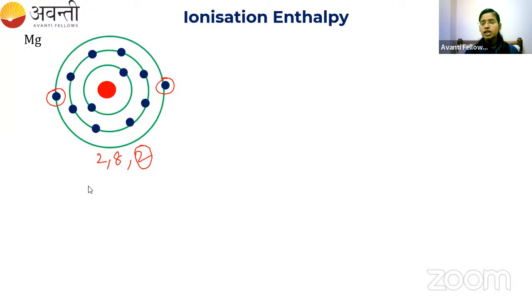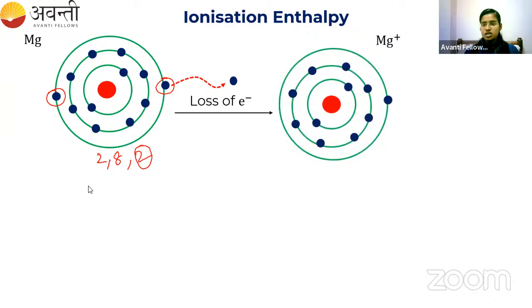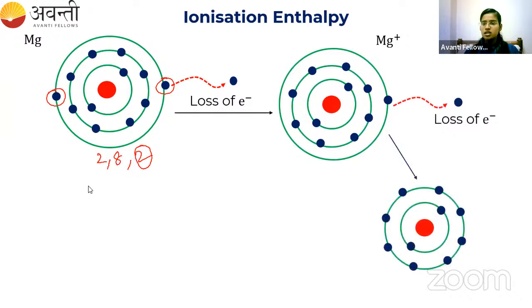First of all, what I need to do? I have to remove the first electron. For example, let me say I'm going to remove this electron. Loss of this 1 electron will lead to Mg+ configuration. And I also have 1 more electron in the outermost shell. If that electron also gets lost, I will get this type of configuration with Mg2+.